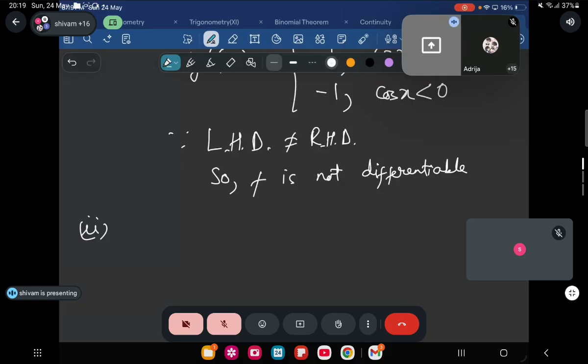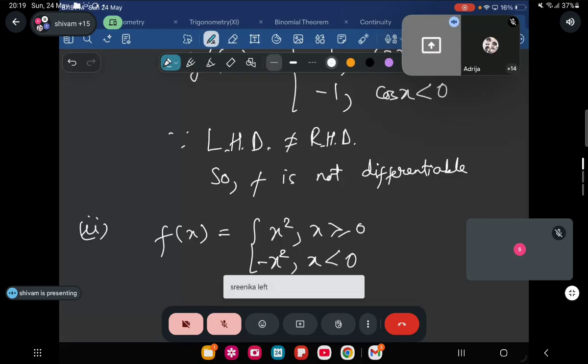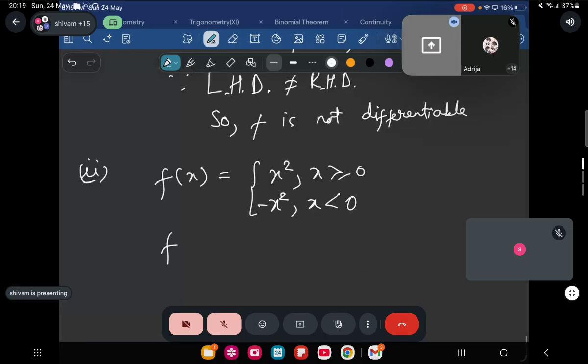Y equal to x into mod of x, at x equal to 0. Everyone pay attention. First of all, you define the function. This is the first thing you need to do. F of x will be equal to x square when x is greater than or equal to 0, and it will be equal to minus x square when x is less than 0. What is f dash x? F dash x will be equal to 2x when x is greater than or equal to 0, and minus 2x when x is less than 0.